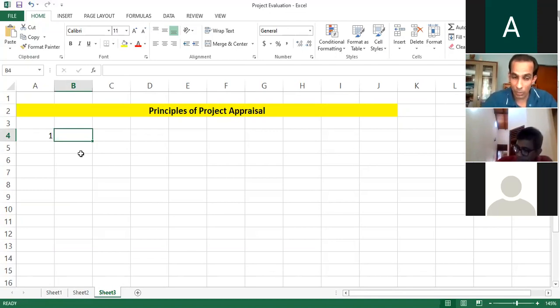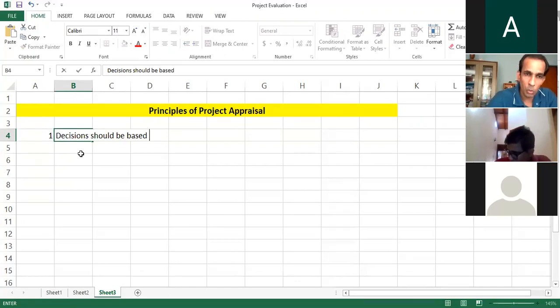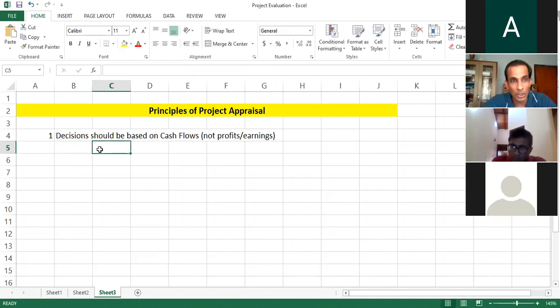Therefore, one main principle in project evaluation is that decisions should be based on cash flows, right? Decisions should be based on cash flows, because we already discussed what are the problems of using profits. Cash flows, not earnings, not profits, right? Because we already discussed what are the problems of using profits in a project appraisal exercise. If the company is going to compare different projects using profits, that is not the correct decision. The company will not select the correct project. So the first principle of project appraisal is that the decision should be based on cash flows, right?